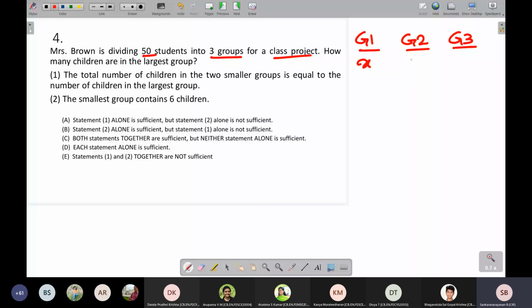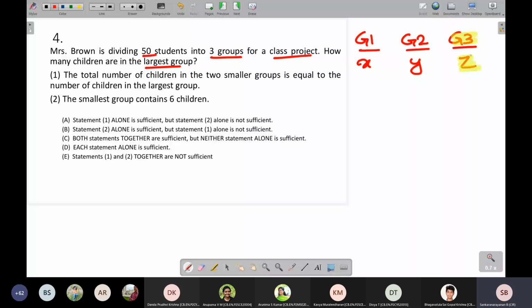And we can see that in group 3, where we are considering Z number of students, let me assume that group 3 is the largest group. Now, how many children are there in the largest group? So what is the value associated with Z? This is the question that is posed in front of us.